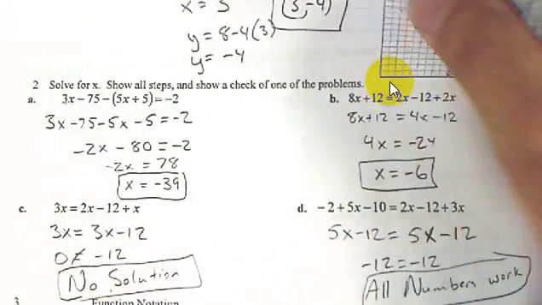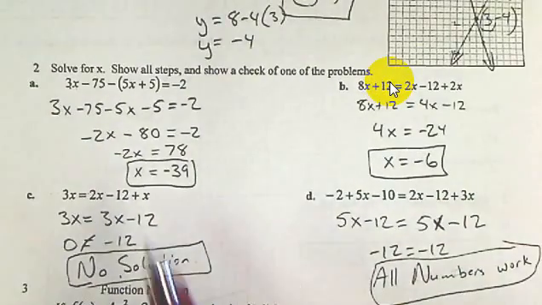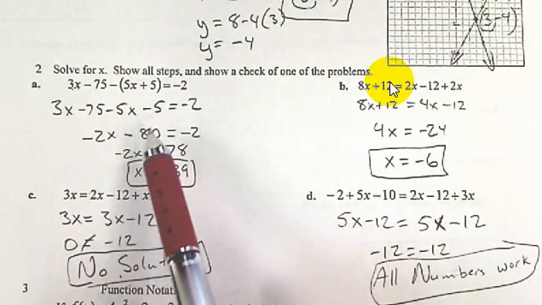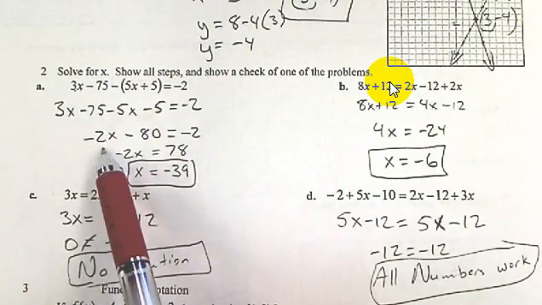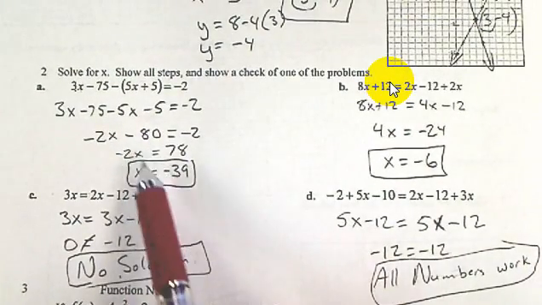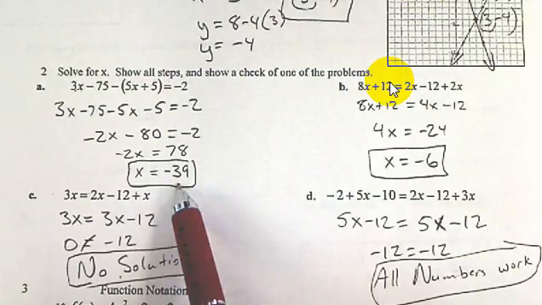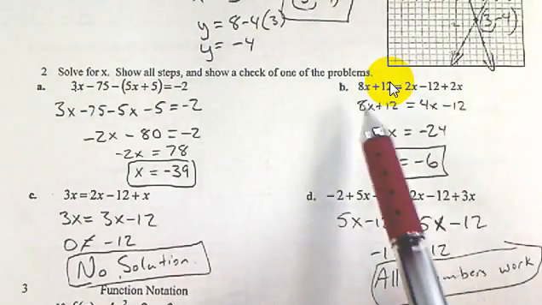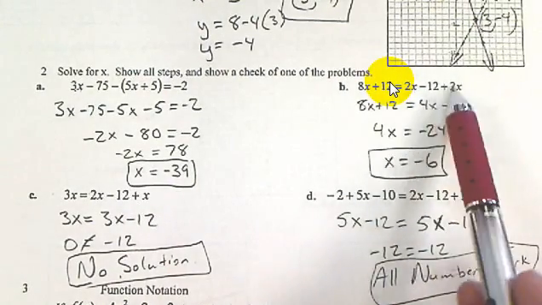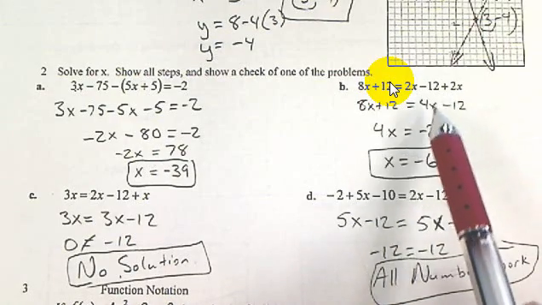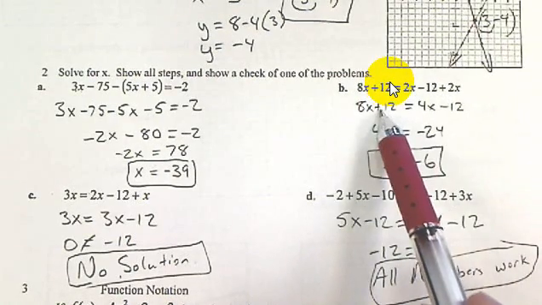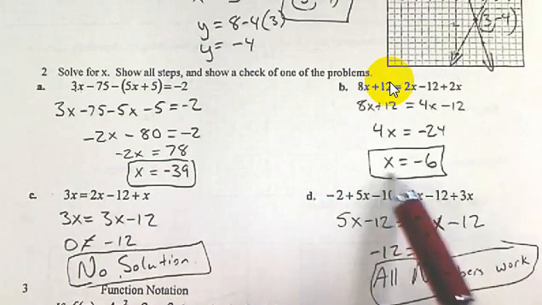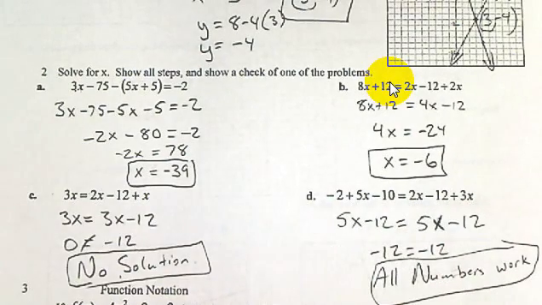Solving the equations here. Distribute. Combine the like terms. Add 80 over, divide, and you get your -39. Combine like terms. Subtract 4 from each side. Subtract 12 from each side. And you get x equals -6.